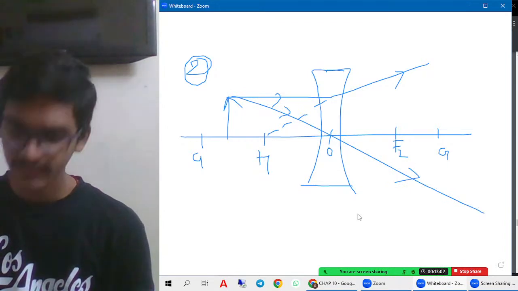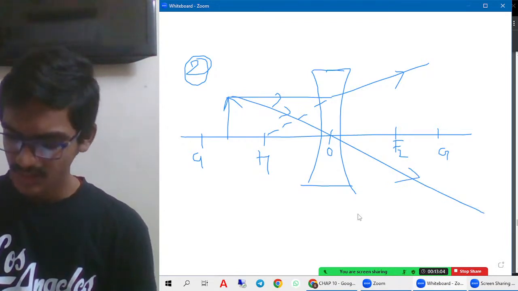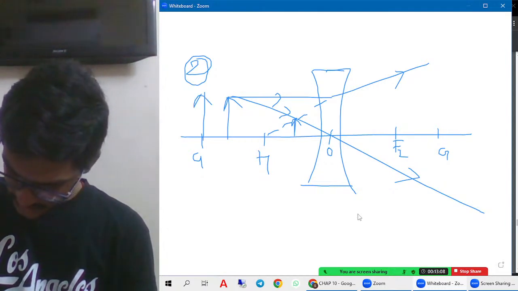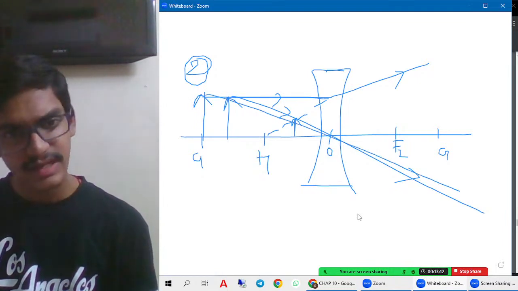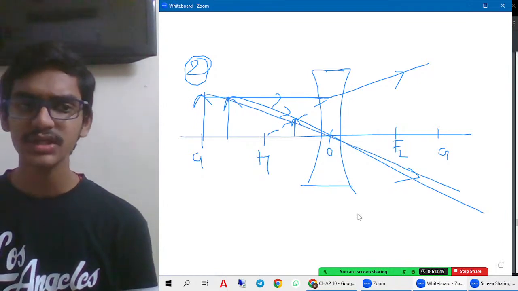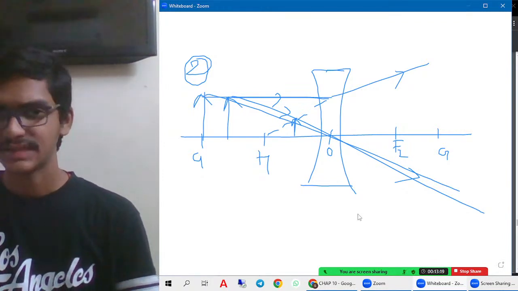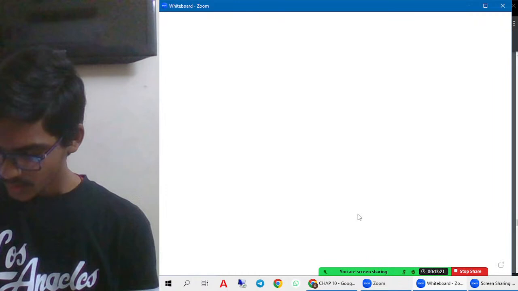The image is formed between F1 and O. Okay, if it is formed between F1 and O, the light is actually travelling this side only. Then after that it is moving here also. So they'll meet between F1 and O. Anywhere you take the object, the image is formed between F1, that is the focal point, and the optic center only. Okay. So these are the 2 cases.